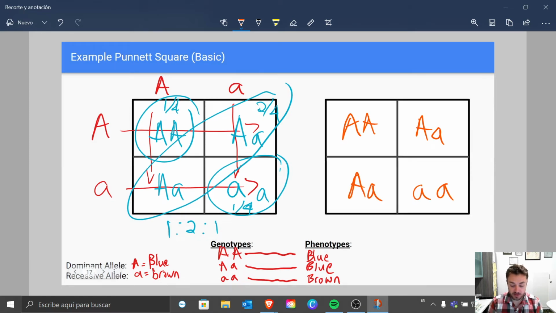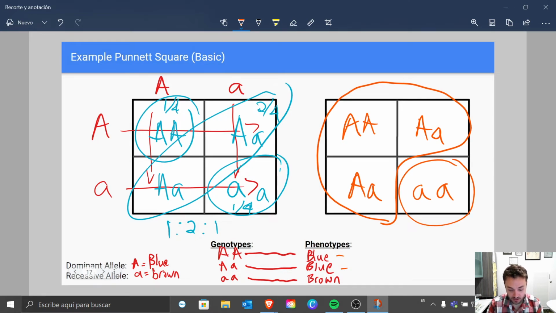So if we're talking about phenotypes, you'll notice that these three all have the same phenotype. We have 1 of the big A, and we have 2 of the big A, which all have blue hair. And then we only have 1, that's little a, that is to say brown hair. So the phenotype ratio, the physical expression of these genotypes, would be 3-to-1.